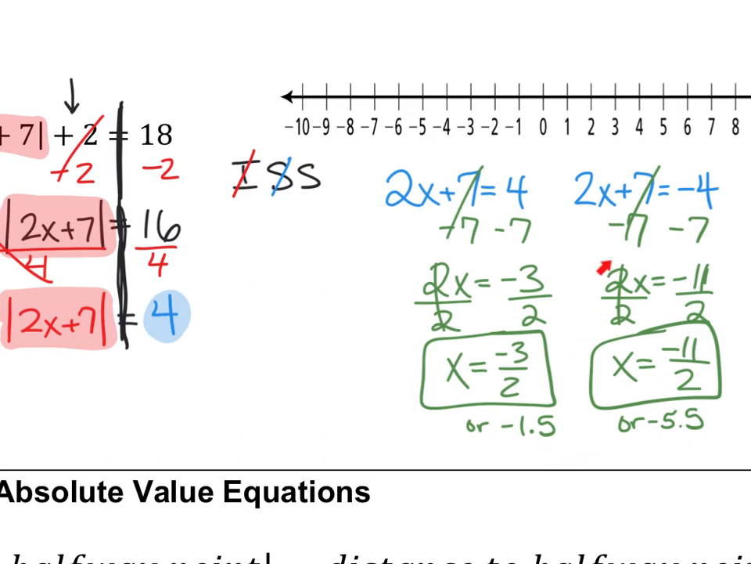And then when you do the other one with the same steps, look, minus 7, same step. Divide by 2, same step. We get negative 11 over 2, which is negative 5.5.